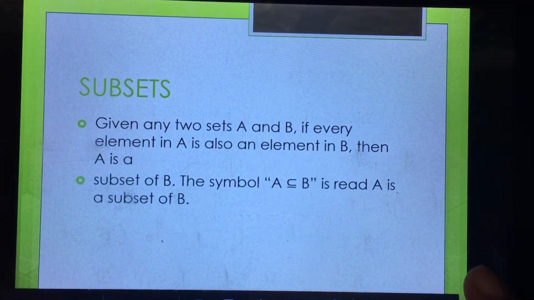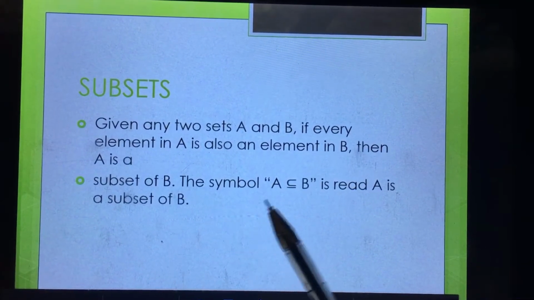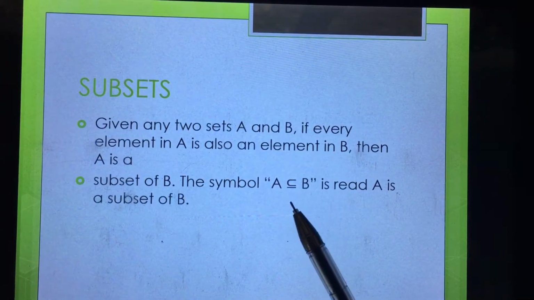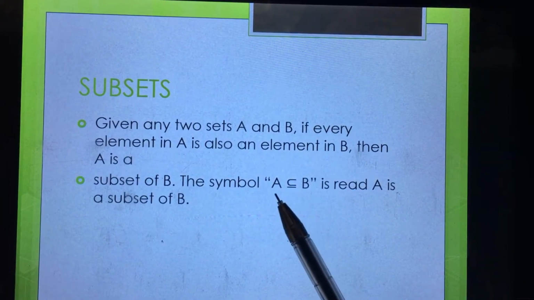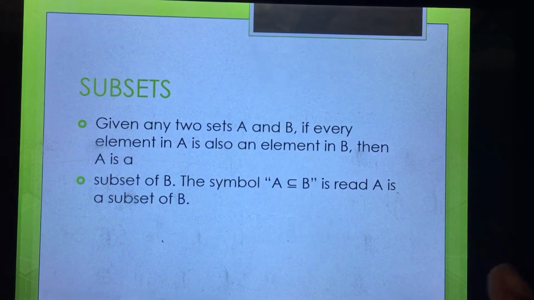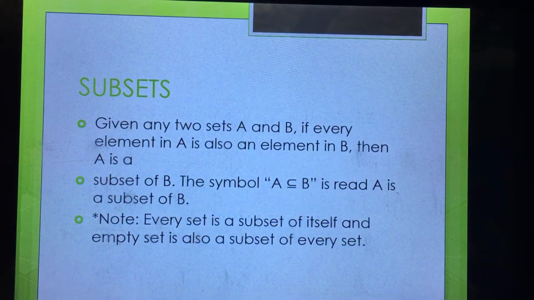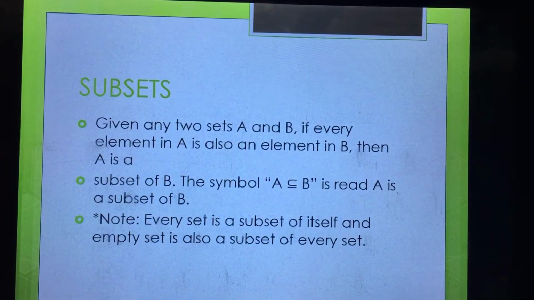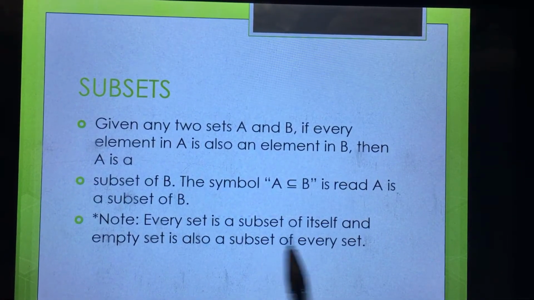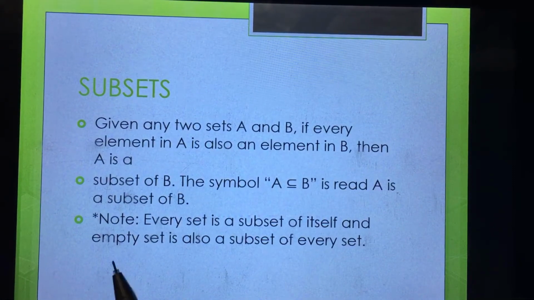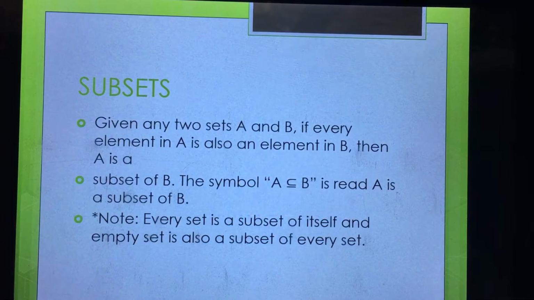So, what is the symbol for subset? Take note, the symbol is para siyang yun na nakahiga na may underline. So, pagbasa niyan, A subset B, or A is a subset of B. So, note, every set is a subset of itself, and empty set is also a subset of every set. So, ano daw? Lahat po ng set merong subset. And mismo yung kanyang subset is subset niya sa kanyang sarili. Ang empty set naman is subset ng lahat ng set. Okay, continue.